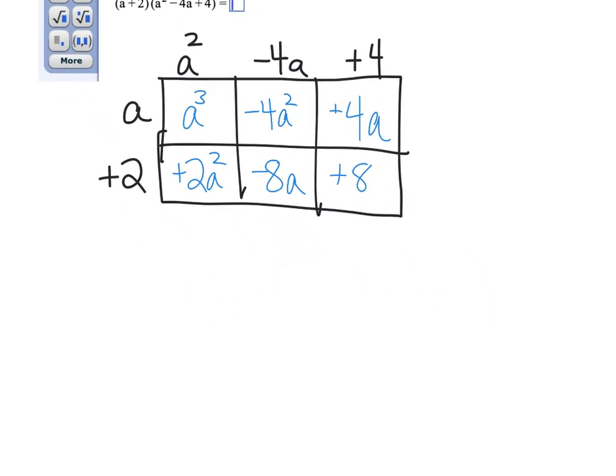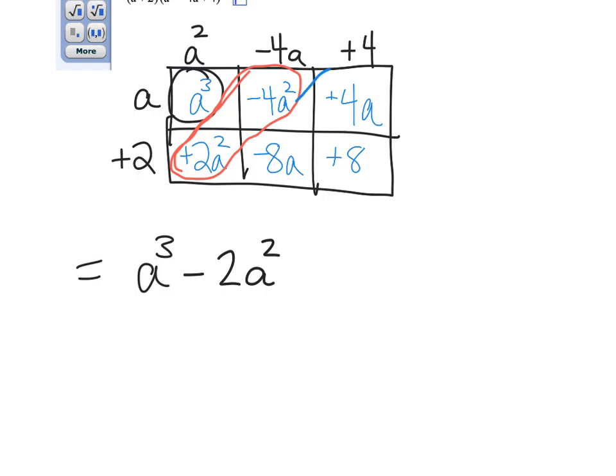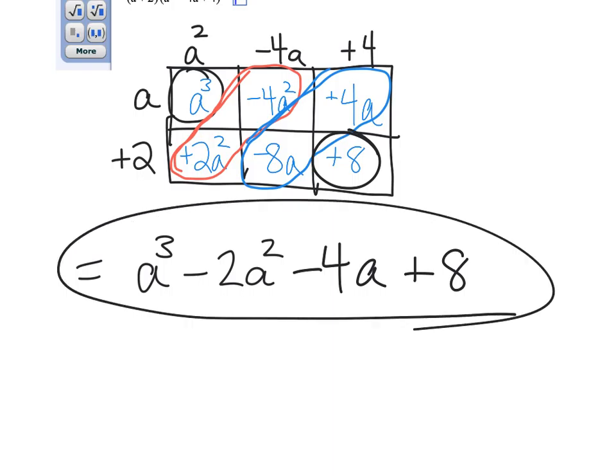So now we're going to simplify, right? Does this one have any like terms? Nope. So we just write it down. But we're going to notice that, hey, wait a second, right here along this diagonal we have like terms. We have positive 2 minus 4, so that's going to be negative 2a squared. And then look at this, we've got like terms right here. We've got negative 8 plus 4, so that's going to be negative 4a. And then this one has no like terms, so it's going to be plus 8. And there is our answer.